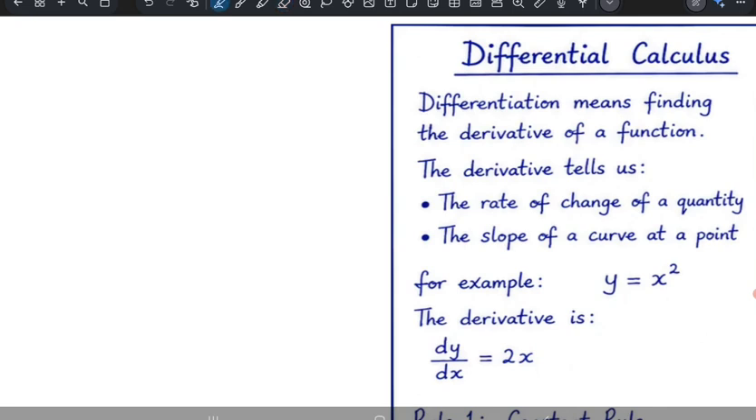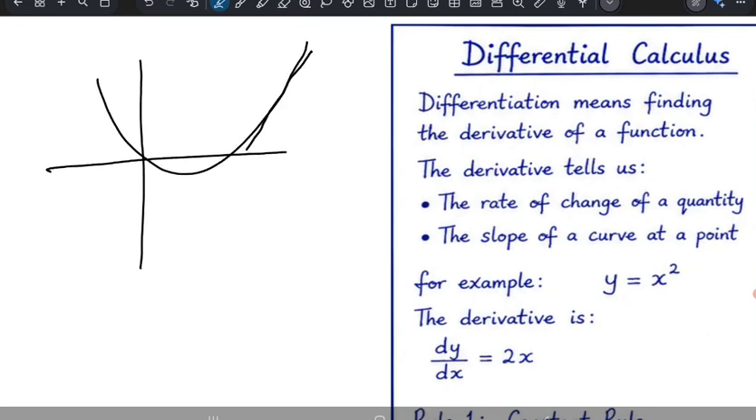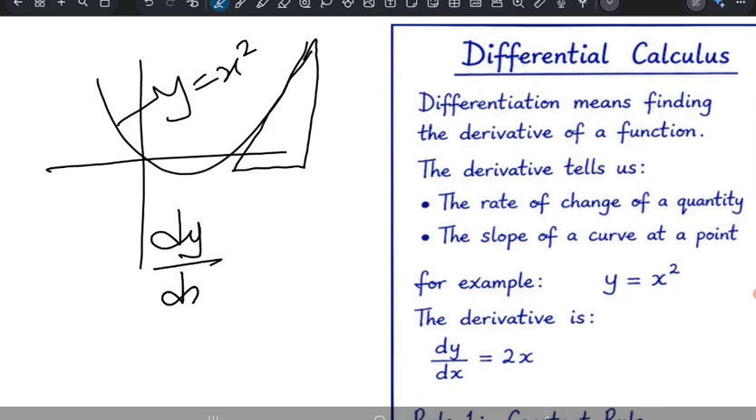Now he mentioned the slope of a curve at a point. For example, there is a curve like this and you are to calculate the slope. This curve is y is equal to x squared. To get the slope of a curve, you take change in y over change in x, if this is the x-axis and this is the y-axis. Therefore, we have 2x. This is just the concept of differentiation.